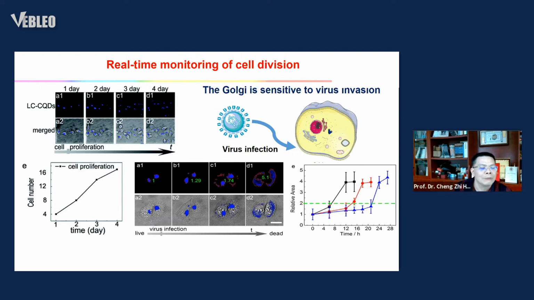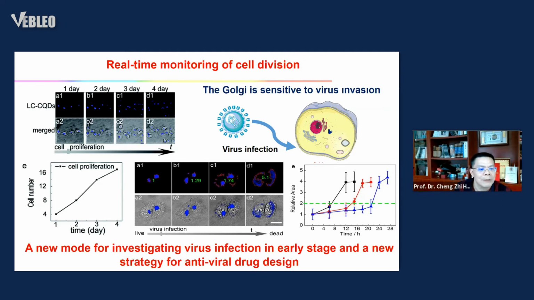Cells were found dead within 12 hours. Since the rapid collapse of the Golgi apparatus, we suppose that there is a close relationship between the collapse of the Golgi apparatus and the death of the cells, providing us with a new model for investigating virus infection in the early stage and a new stage for antiviral drug development.